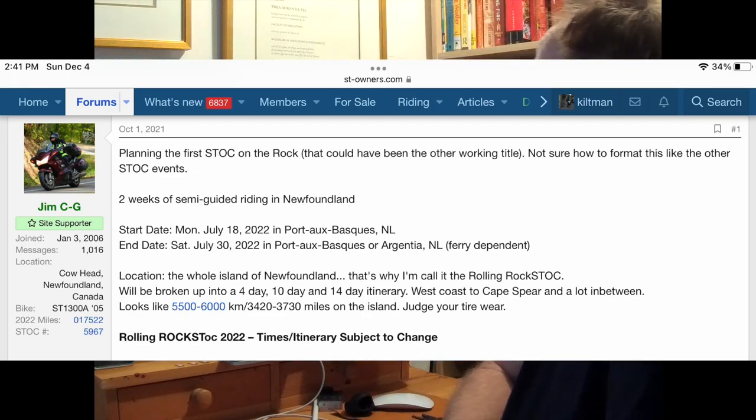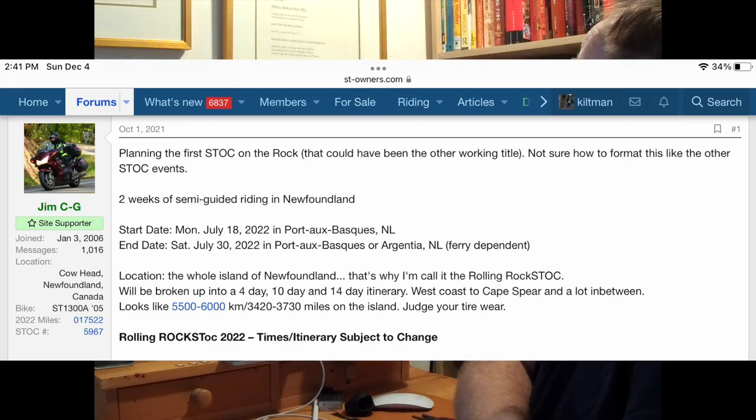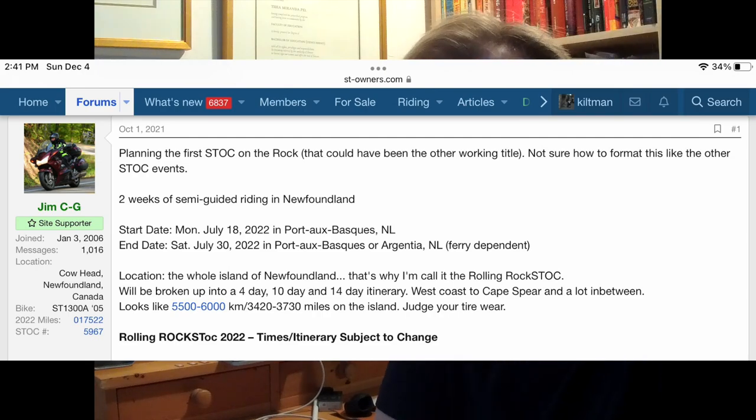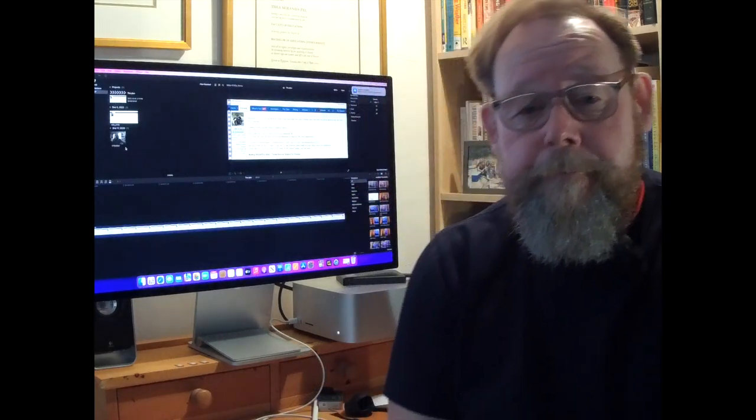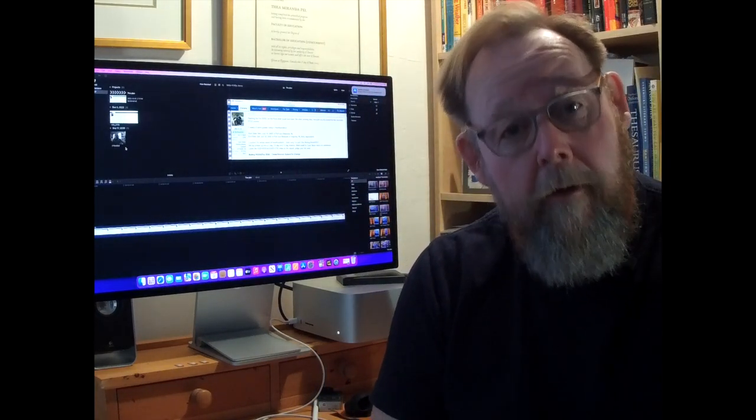And the idea was he's planning the first Stock on the Rock. And it's 2 weeks of semi-guided riding in Newfoundland. The start date is July 18th, 2022. So we had a lot of advance notice. And it was called the Rolling Rock Stock.